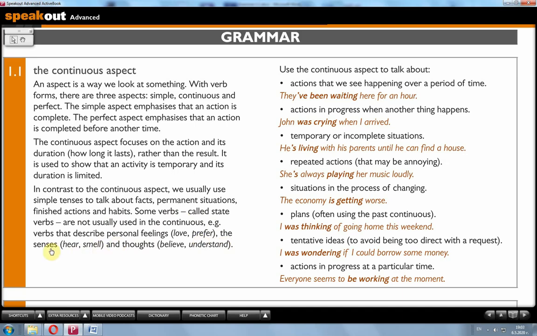And we can also mention the sense verbs, hear, smell, and thoughts, believe, understand. An easy way to remember state verbs is that they are actions that we cannot actually see. We cannot touch, well, touch sounds strange for an action, but we cannot see it as an action. We can feel it, but we cannot see it.